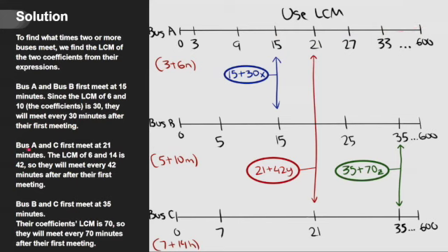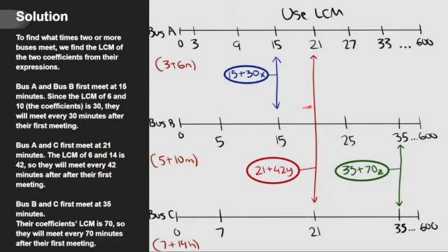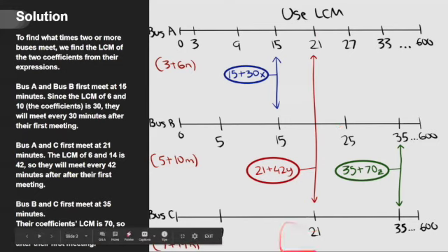Then bus A and C first meet at the 21-minute mark. Since the lowest common multiple of 6 and 14 is 42, they are going to meet every 42 minutes after their first meeting at 21 minutes.